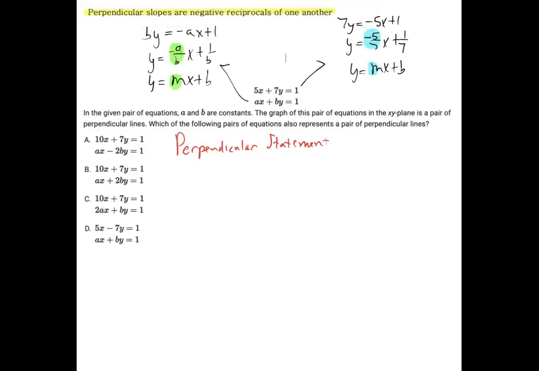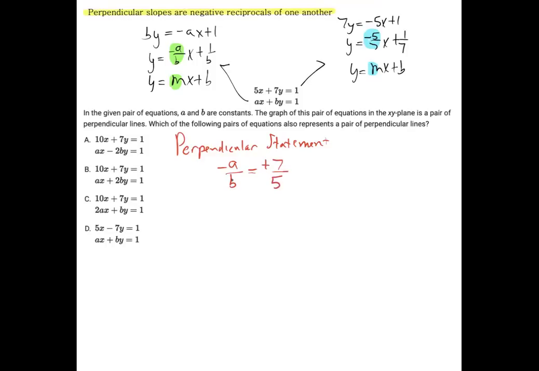So if those are our two slopes and we're being told that they're perpendicular, we can say that the negative a over b, which is the slope of one of them, is perpendicular to the other. In other words, that's equal to the negative reciprocal of the other. So that's positive 7 over 5.